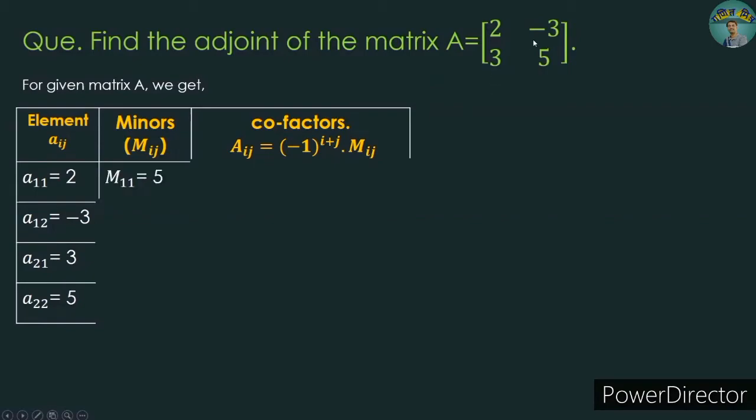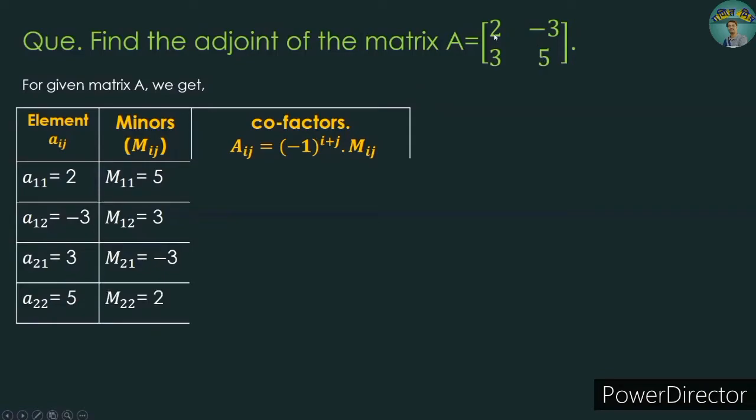Then the minor of this minus 3 is 3. Then the minor of this 3 is minus 3. And the minor of 5 is 2. This is how we write all those minors. Now we are going to convert all these minors into cofactors. For that I am going to use this formula. See, for A11 I am going to write A11 is equal to minus 1 raised to i plus j, means minus 1 raised to 1 plus 1 into Mij.